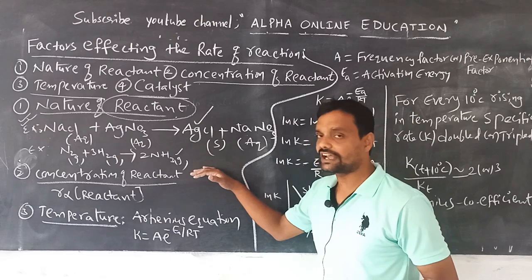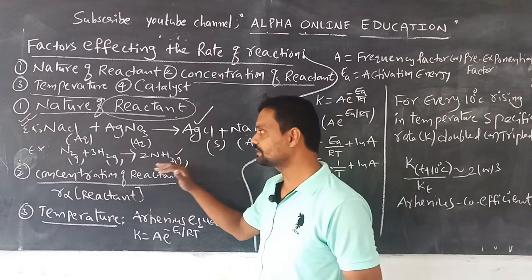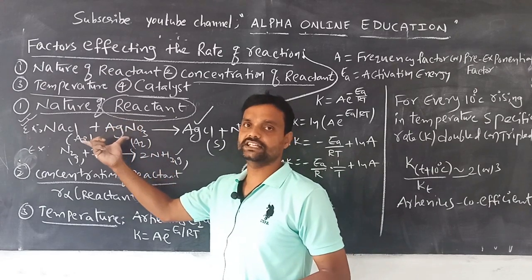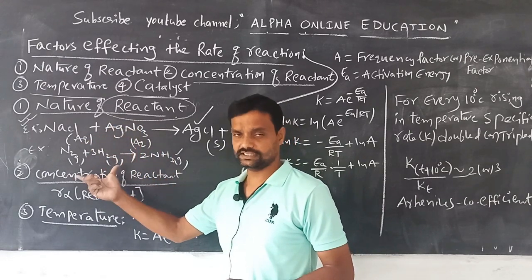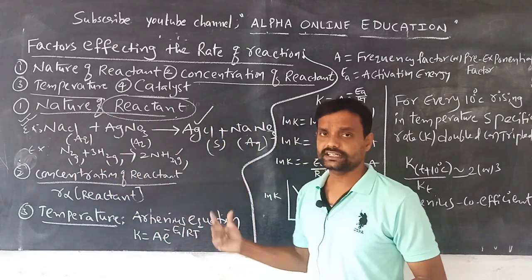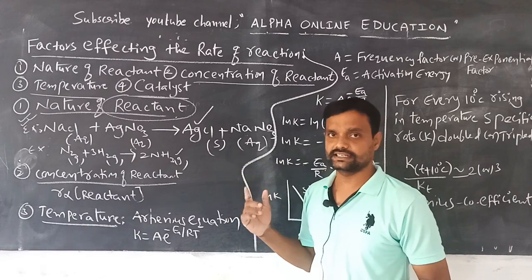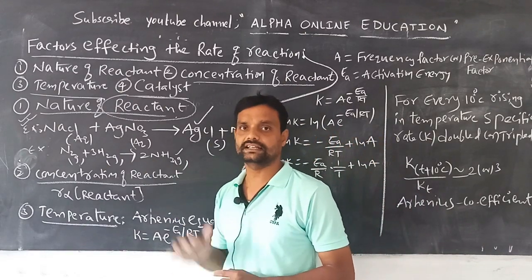So this is the time taken process when we compare with the ionic nature of the reactant. Due to this reason, when the ionic nature of the reactant is present, the rate of reaction will increase compared with the covalent nature of the reactants present in the reaction.